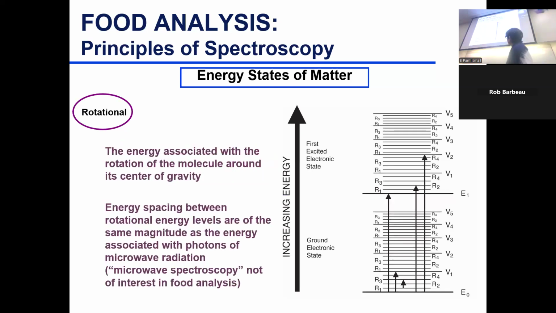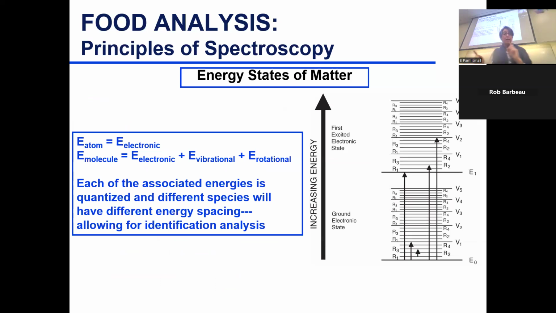Whereas rotational energy, like I said, within the molecule, the atoms rotate around the center of gravity of the molecule. And it is smaller pockets than vibration and electronic. And it fits within the microwave range, but it's not relevant in food analysis. We don't use it for detection, identification, or quantification. But these are the three forms of energy.